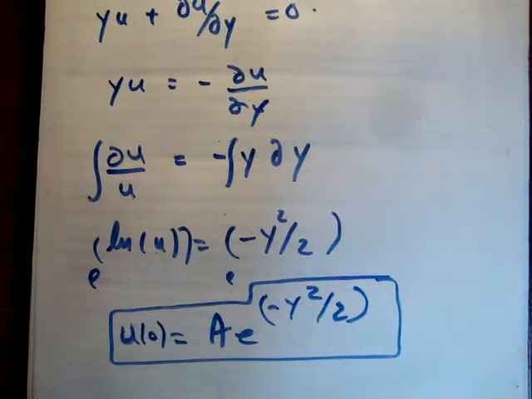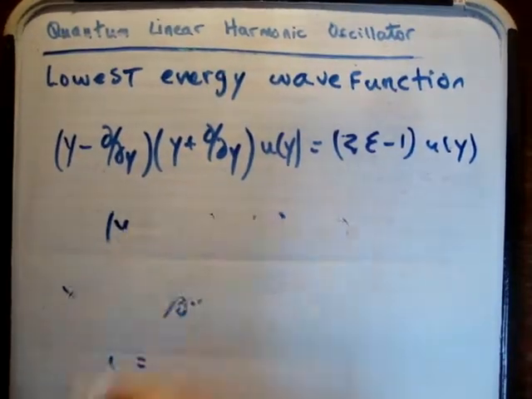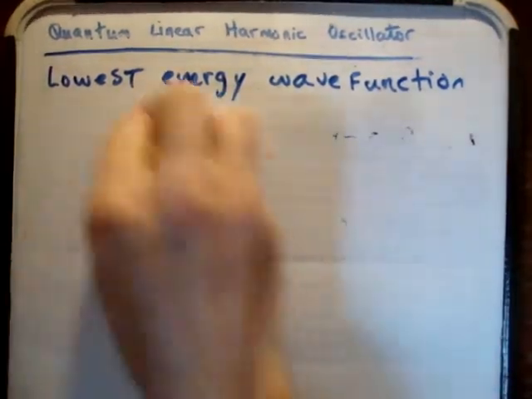And this is the lowest energy wave function in the 1D quantum linear harmonic oscillator. It is unnormalized because we're just using a constant. That was pretty straightforward, and I expected it was nothing very difficult for you.